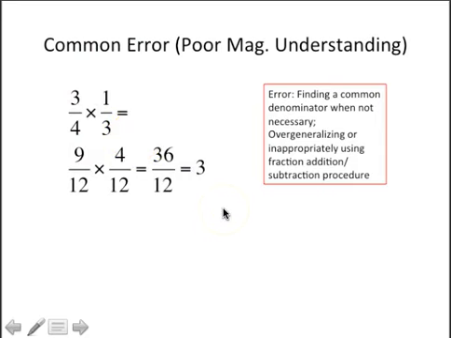So for fraction multiplication, you don't need common denominators. Students often carry that over from what they learned about fraction addition and subtraction, and then overgeneralize it or use it inappropriately when they multiply.